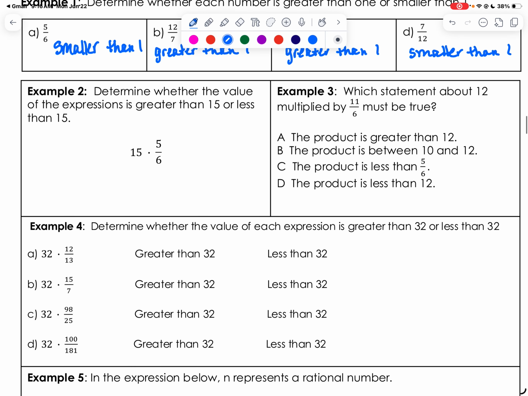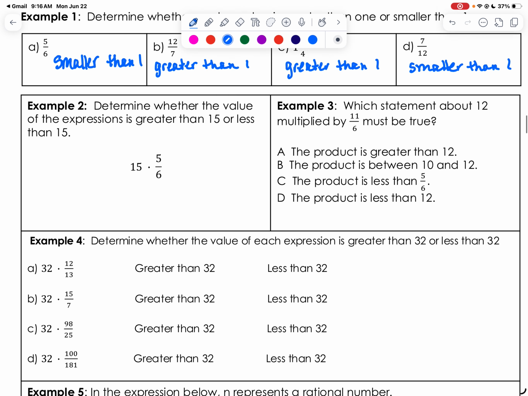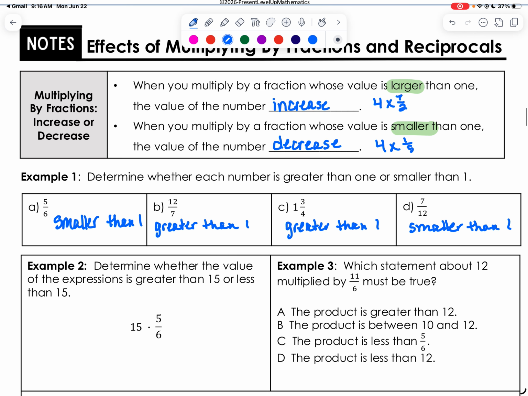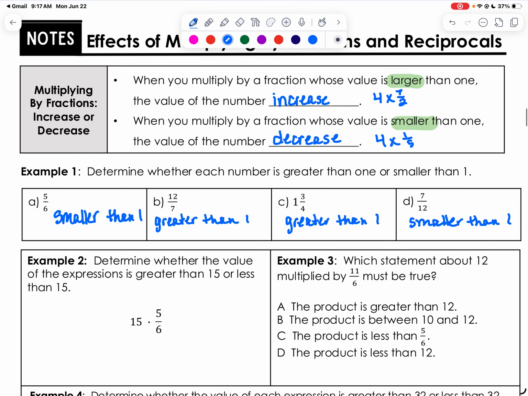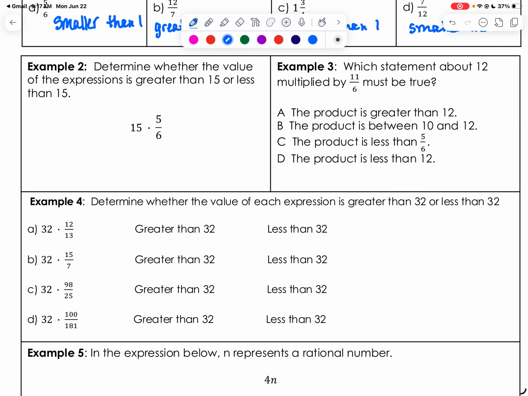All right, welcome back. Example 2. Determine whether the value of the expression is greater than 15 or less than 15. So our expression is 15 times 5 over 6. Now, 5 over 6 is a fraction that has a value that is less than 1. So according to our box at the top, when we multiply by a fraction whose value is smaller than 1, the value of the number will decrease. So I know that when I multiply 15 times 5 over 6, I'm going to get a number that is smaller than 15. So I'm going to say it'll be less than 15.